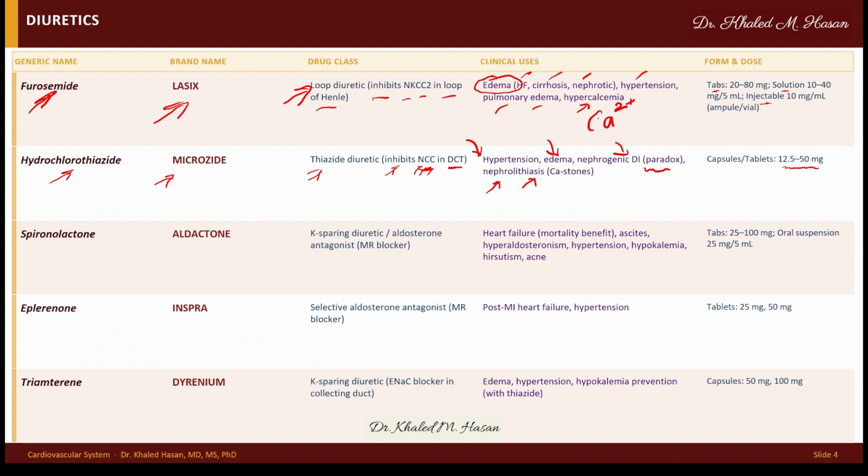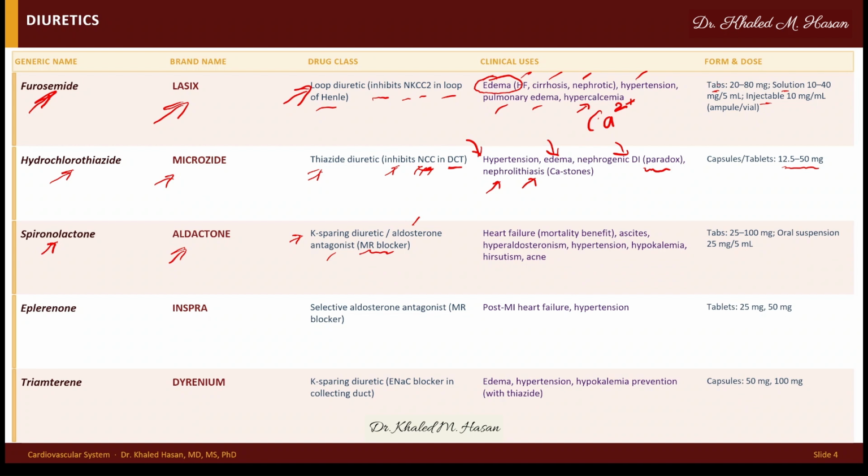So moving to the spironolactone generic name. Then we have aldactone brand name. Spironolactone generic, aldactone brand name. This medication belong to the potassium-sparing diuretic. How this medication work? By blocking aldosterone receptor, aldosterone antagonist. MR stand for mineralocorticoid blockers.